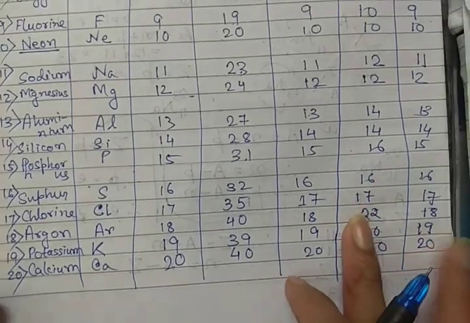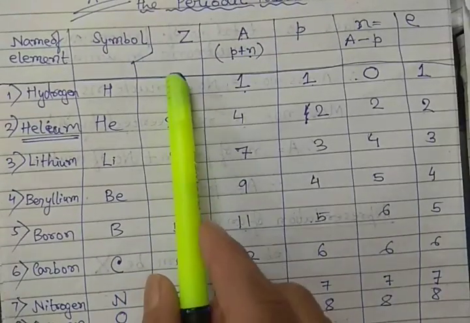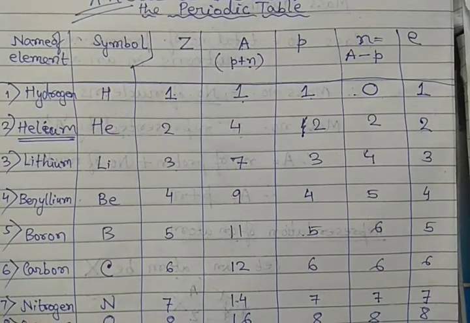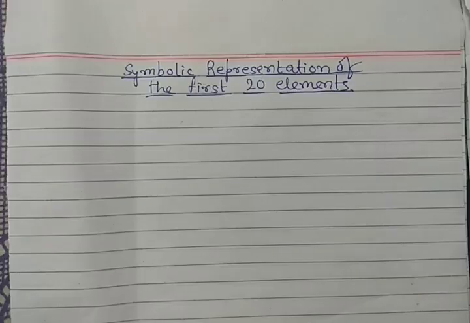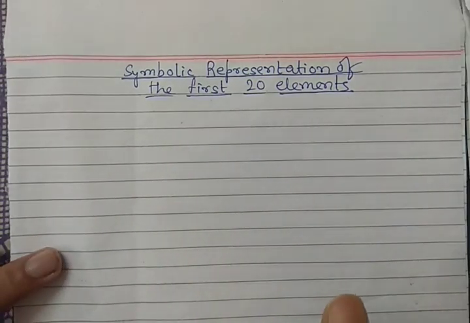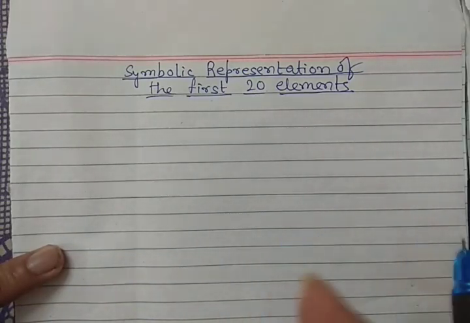So this entire chart is very important. You have to learn this entire chart. You only need to learn the atomic number and the mass number. The rest you can calculate using those formulas. Okay, this is very important. Okay, so how will we represent with symbols the first 20 elements? We just understood the mass number, atomic number, protons, electrons and neutrons for the 20 elements.